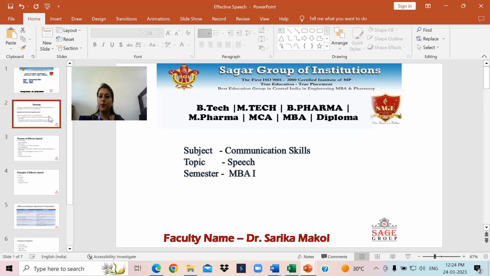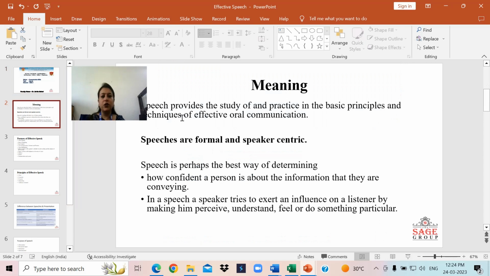So here we go. Before going further, first of all, we should know about speech. Speech is nothing but the part of oral communication where we communicate through words. Speech provides the study of and practice in the basic principles and techniques of effective oral communication. Basically, speeches are formal. What does it mean? It means that it has a structure, a proper format, and certain rules while we are giving a speech in front of the public.